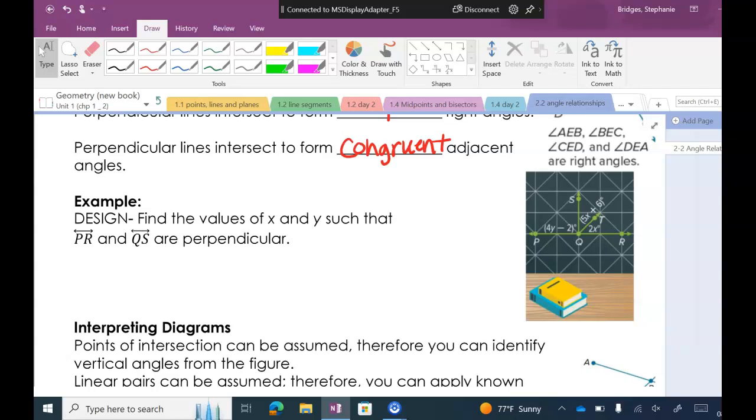Okay, so solve that equation. I've got 5x plus 6, so this little angle here, plus 2x, that angle here, is going to equal the whole angle, which is 90 degrees. Okay, just like before when we could take two segments and add them together to get a bigger one, we can do the same thing with angles. We can take two angles, we can add them together to equal a bigger one.